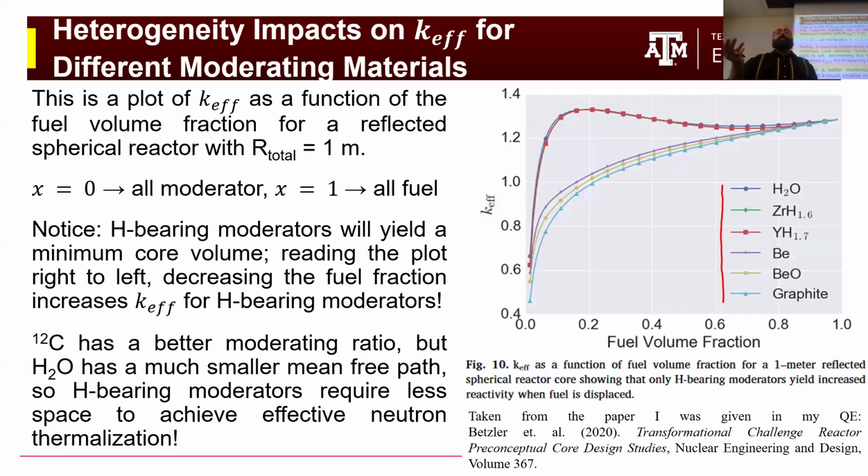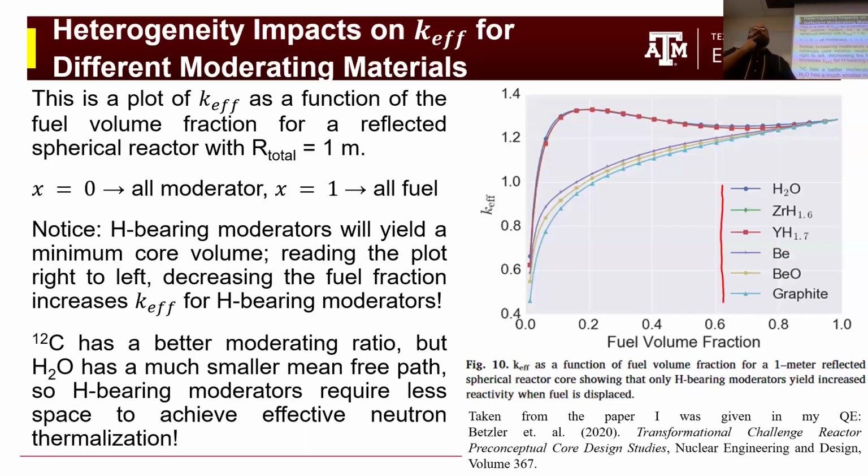The reason this happens is because when you're comparing moderators, there are the figures of merit we talked about last time, like the moderating ratio and the moderating power and xi and the average number of collisions to get to a thermal energy. And all of those metrics might make you think that graphite is the better moderator because it's going to have better moderating ratios and things like that.